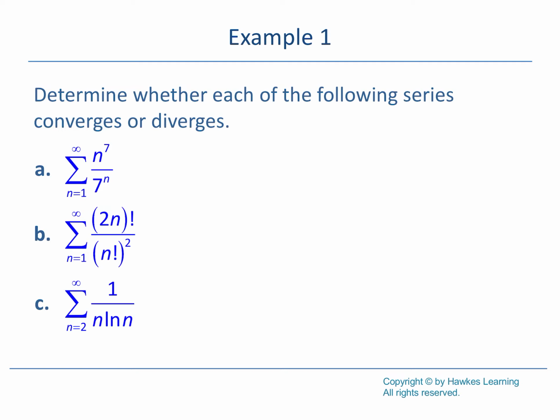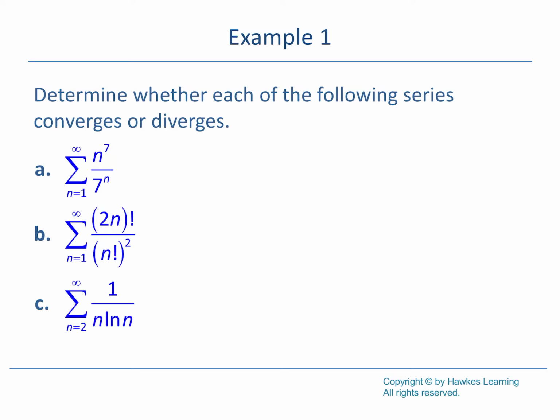Looking at part A, we are in a war between n to the 7th power and 7 to the n power. The geometric part on bottom, the exponential part on bottom, is going to grow faster as n goes on. So that's going to win. I believe that one will behave more like a geometric series and will actually converge nicely.